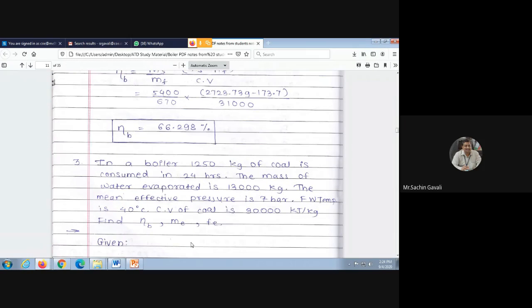As dryness fraction is not mentioned, as well as steam temperature is not given, steam is to be assumed as dry and saturated. So steam is dry and saturated, we have to assume, and then we have to solve.